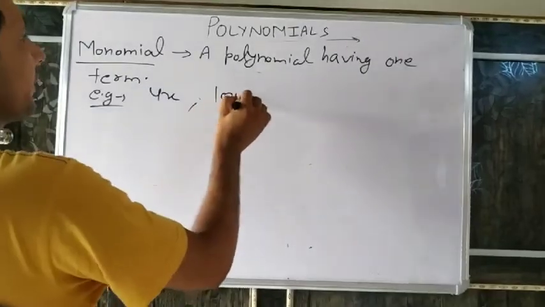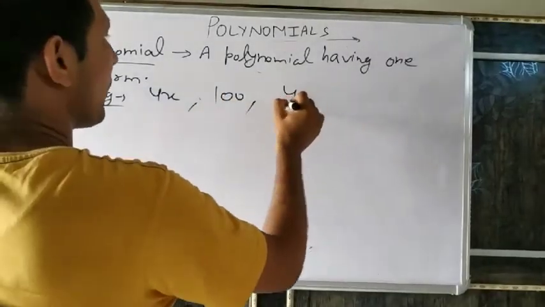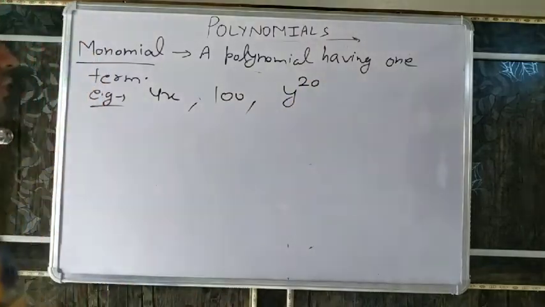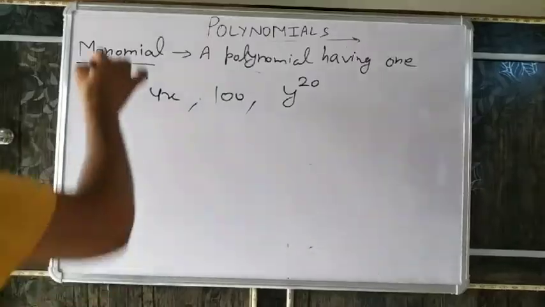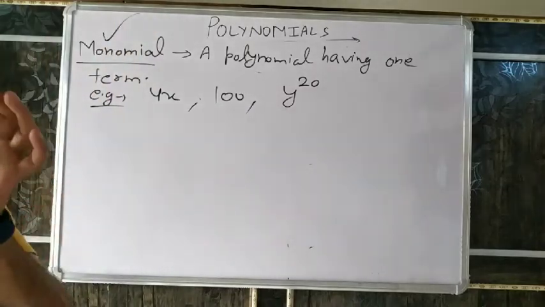Another, 100. One more, y raised to the power 20. So these are all monomials. Monomial means a polynomial having only one term.